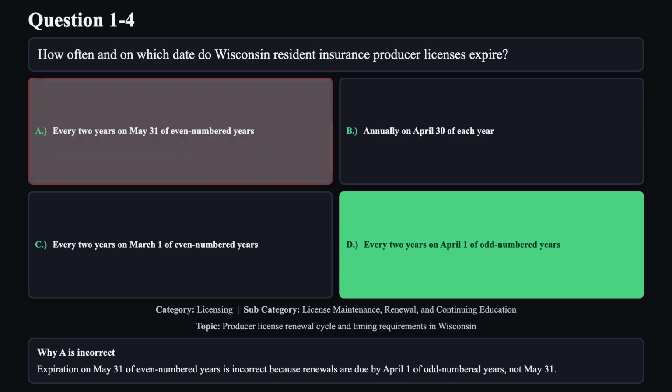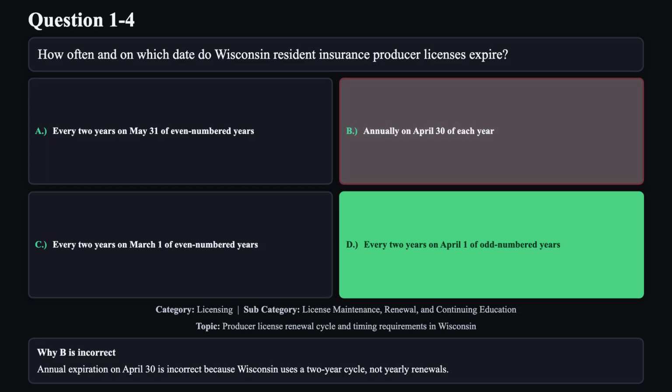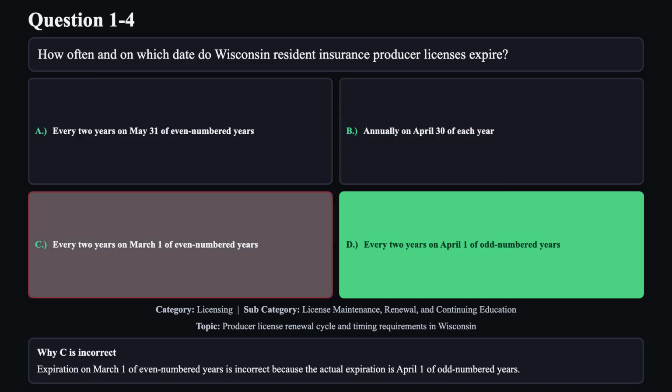Expiration on May 31st of even-numbered years is incorrect, because renewals are due by April 1st of odd-numbered years, not May 31st. Reason B is not correct. Annual expiration on April 30th is incorrect, because Wisconsin uses a 2-year cycle, not yearly renewals. Reason C is not correct. Expiration on March 1st of even-numbered years is incorrect, because the actual expiration is April 1st of odd-numbered years.